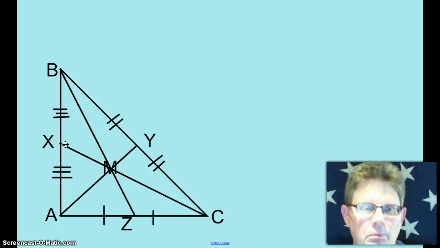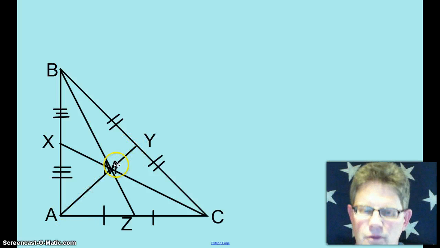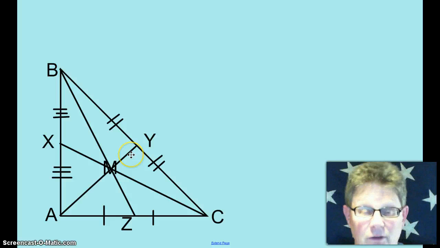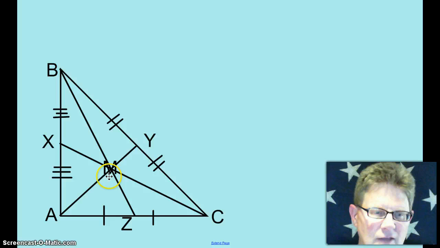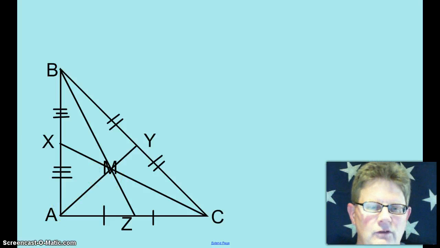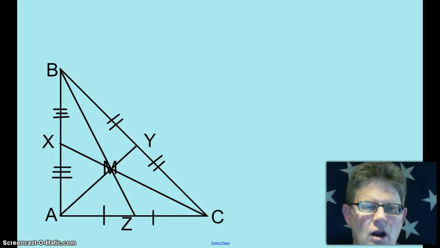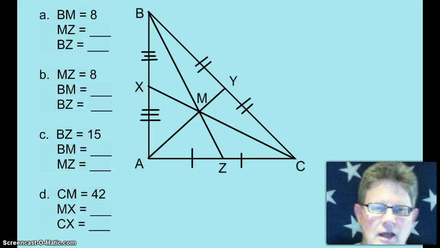Now, in your book, it will say that the median is cut into two parts. This part is 1/3 of the whole thing, and AM is 2/3 of the whole median. And that's basically what I just said, that this one is twice as big as that one. So this is 1/3, that's 2/3. Alright, let's see how this theorem is put into practice with some numbers. Are you ready? Tough luck if you're not.